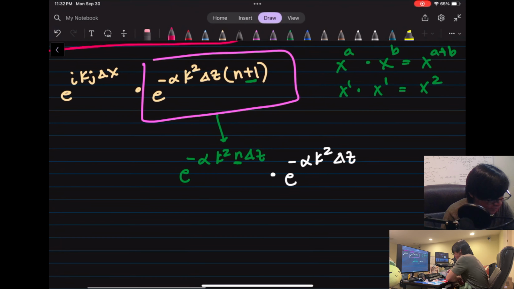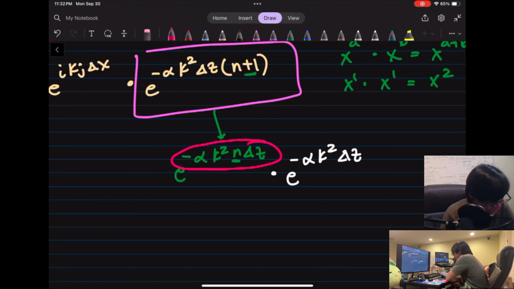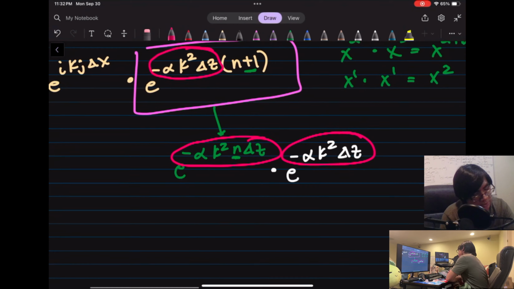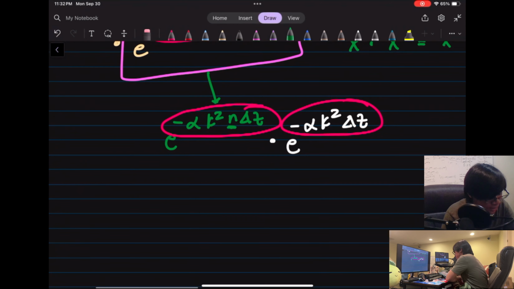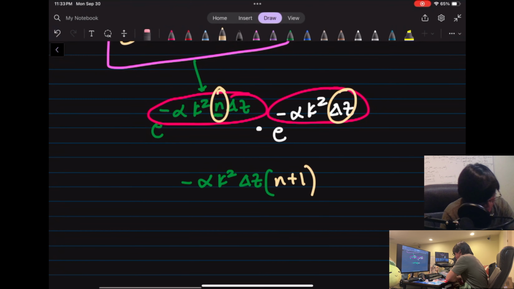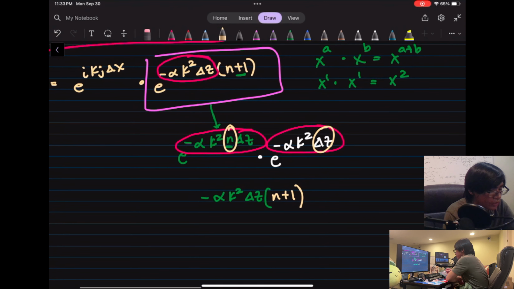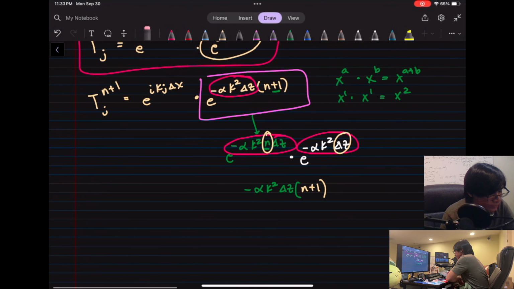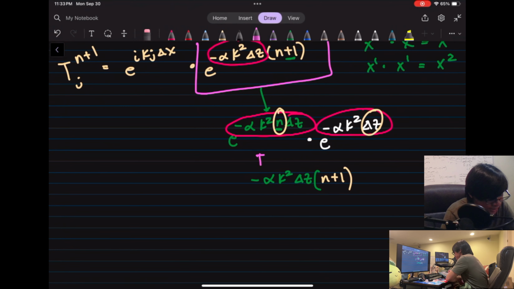So recall factoring. We're just looking at the common terms here, and the common terms are, as we see, negative alpha k squared delta t. If we factor those out, just looking at the circled in red, well, negative alpha k squared and then delta t. And what we're left with, well, n and then plus itself, so n plus 1. So that is why we see this extra component of n plus 1, just 1 over here, essentially. So what this means, well, I can say that this is tn, this is 1, so this must be tn plus 1. So hopefully that makes sense.